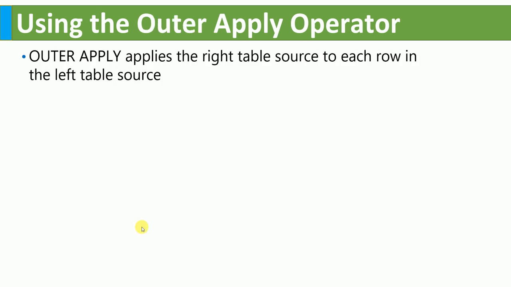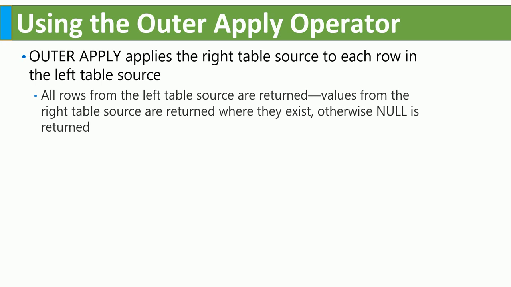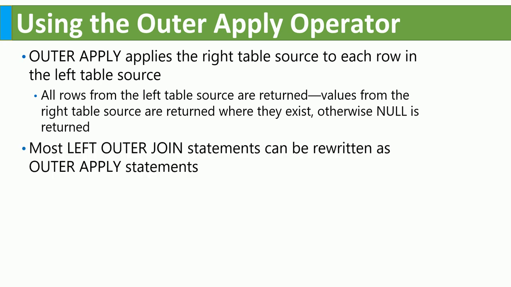Now let's understand the outer apply. Outer apply applies the right table source to each row in the left table source, and all rows from the left table source are returned. Values from the right table source are returned where they exist, otherwise NULL is returned. So if the value is not matching, it will return a NULL value. So most left outer join statements can be written as outer apply statements.